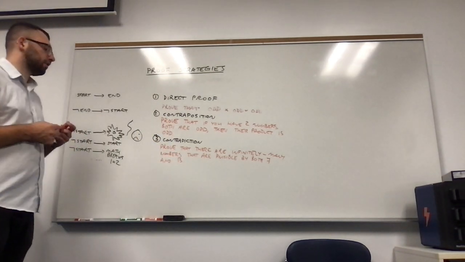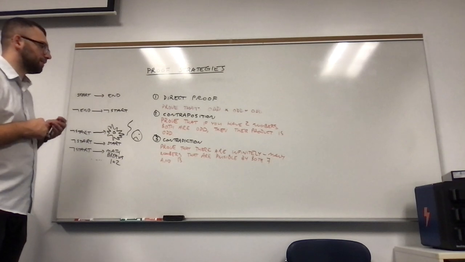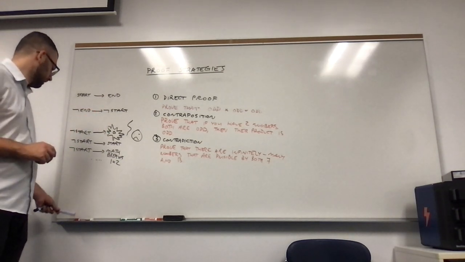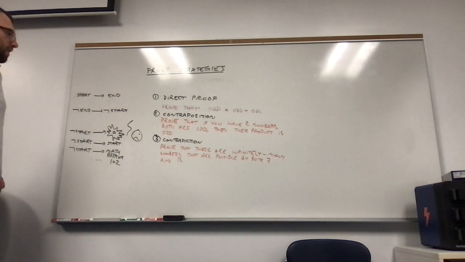So give it a try. Show that there are infinitely many numbers that are divisible by both 7 and 13. So both of them at the same time. You can do that by contradiction. And why would I use contradiction here?